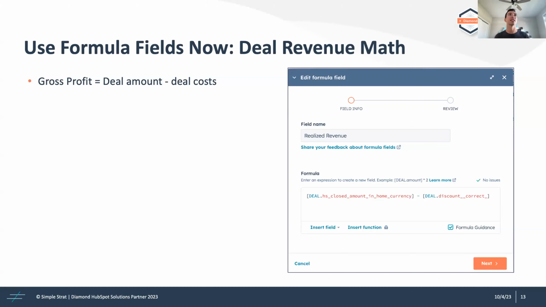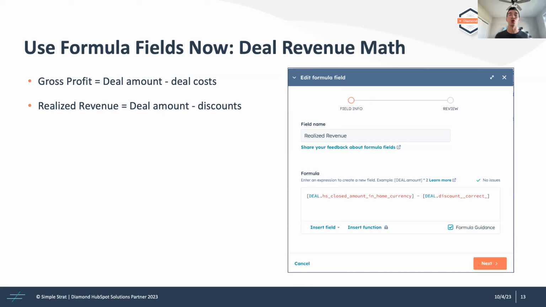So getting that data in the system, usually through custom properties, is going to be required for a lot of this. But let's say you've got a property on your deal that adds up the costs of that deal, the costs of producing the product or delivering the service. You could show gross profit in a report by simply taking the deal amount minus that deal cost property.